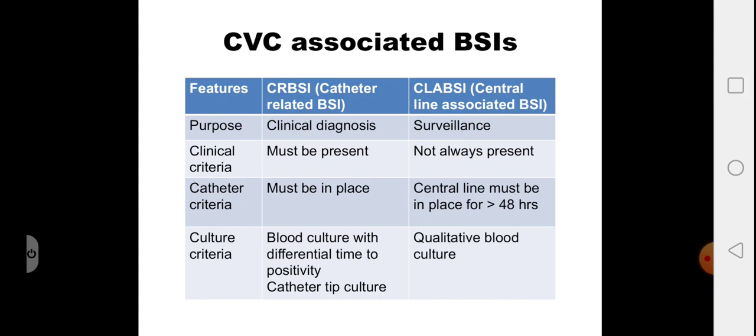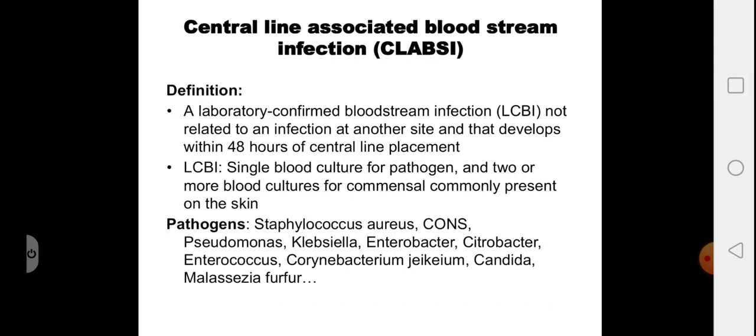Looking into central line associated bloodstream infection, it is used for surveillance of these healthcare associated events, and clinical criteria need not be present always. And the catheter criteria here is that the central venous catheter must be in place for more than 48 hours, and simple qualitative blood culture is sufficient. So let us proceed learning about central line associated bloodstream infections used for surveillance purpose.